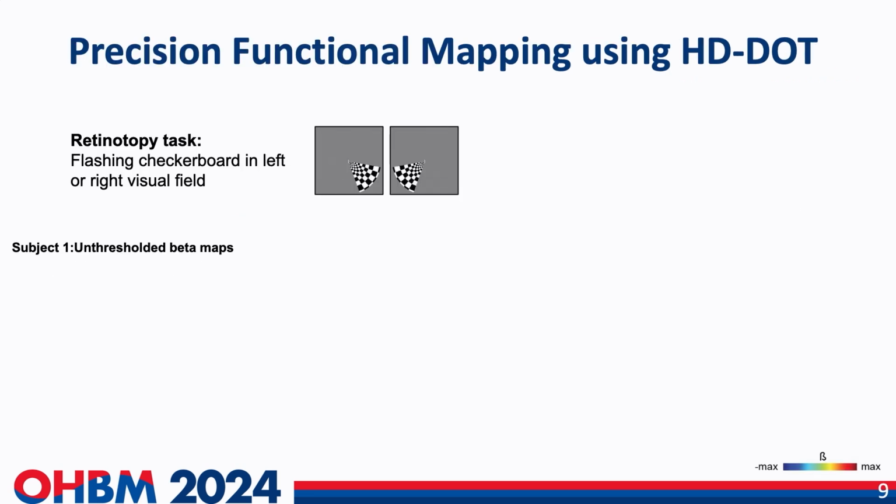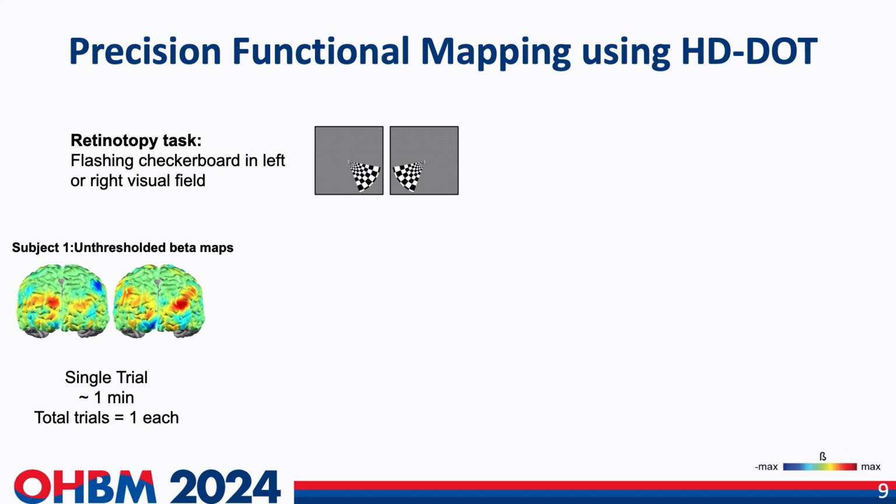In the next slide, I'm showing some examples of functional brain maps for individuals doing the retinotopy task, where they're viewing a flashing checkerboard which appears either on the left visual field or the right side of the visual field. This is an unthresholded beta map from a single participant for a single trial, which included a stimulus on the left and also on the right.